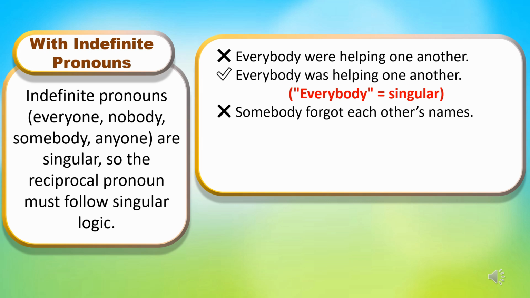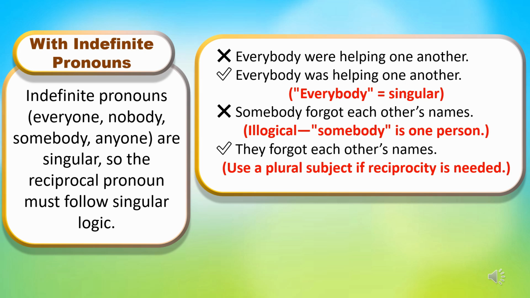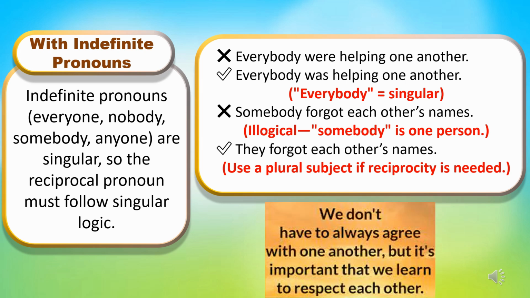Somebody forgot each other's names. Problem: somebody, singular, cannot have reciprocal action. Corrected: they forgot each other's names. Proper use: plural subject they enables reciprocity. We don't have to always agree with one another, but it's important that we learn to respect each other. This demonstrates: one another for group dynamics, each other for mutual relationships.